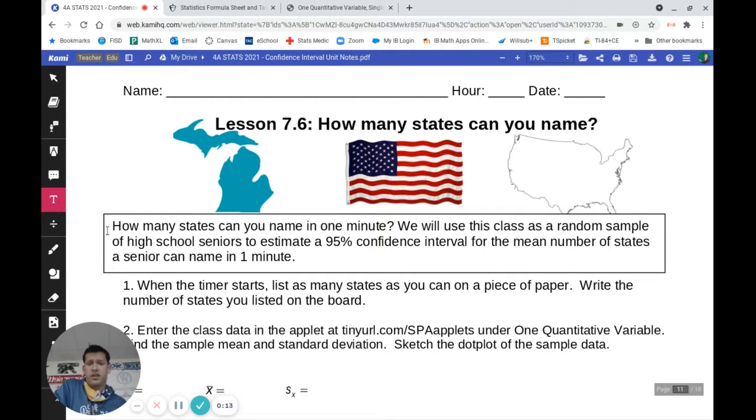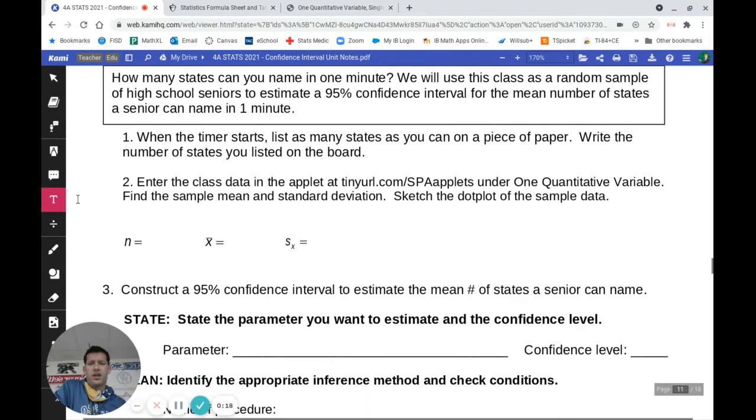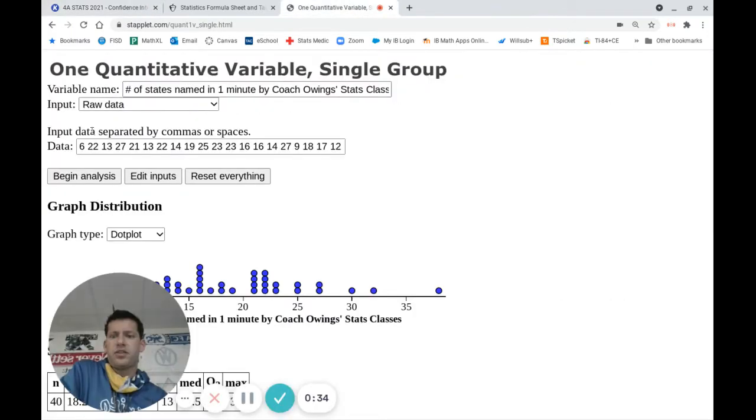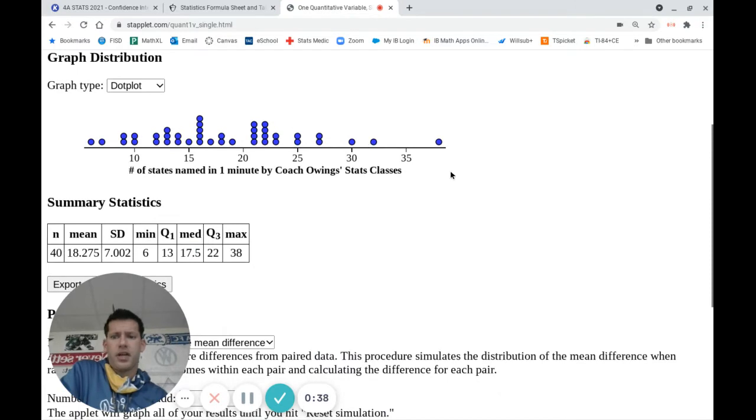stats students write down as many states as they could on a piece of paper. And then I have all of the class data, and I've put it into Statsplet for one quantitative variable. I want to find the mean, standard deviation, the sample size, and then have the dot plot as well. So here's all of my data. There's my dot plot. So I'm just going to copy and paste that over. And then I'm also going to copy and paste the summary statistics over as well.